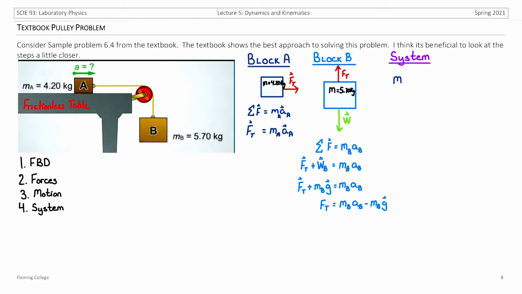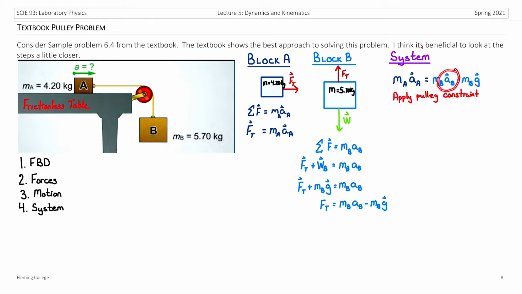So setting our equations equal to each other, we will have the mass of block A times the acceleration of block A is equal to the mass of block B times the acceleration of block B minus the mass of block B times the acceleration due to gravity. Now you may look at this equation and realize we know the mass of the blocks, we know the acceleration of gravity, but we don't know the acceleration of each block. The question asks us to solve for the acceleration of block A, and we only have one equation here, so we need to make sure we only have one unknown. We're going to apply the pulley constraint.